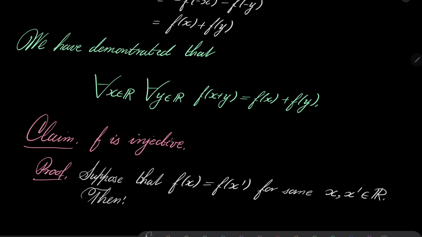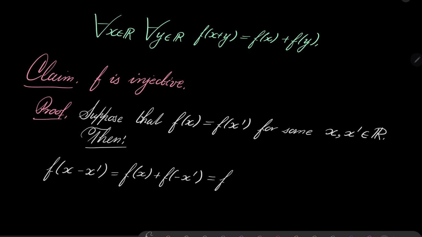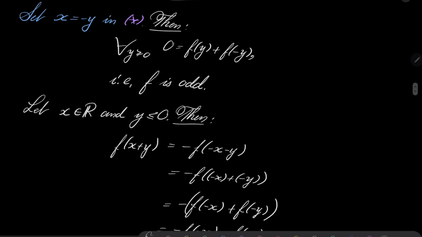Notice that then we have the following. What is f of x minus x prime? Well, it's f of x plus f of minus x prime. And now it's f of x minus f of x prime because our function is odd. Well, and now f of x minus f of x prime is 0. But notice also, what is 0? 0 is f of 0. We have demonstrated that f of 0 is 0 right here.